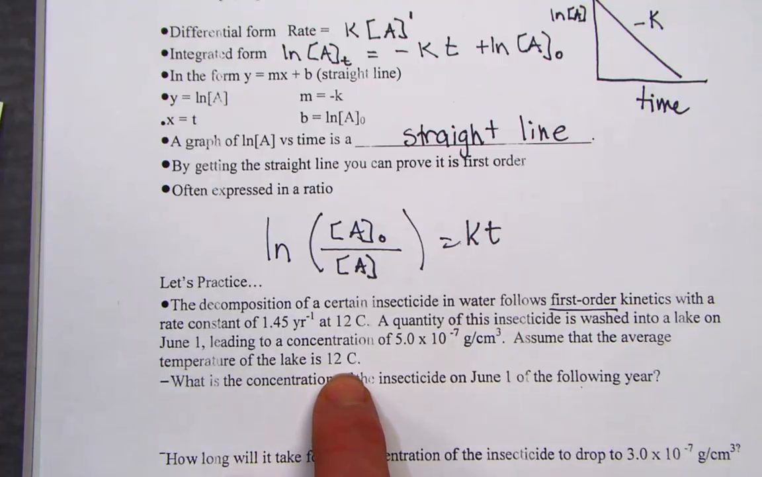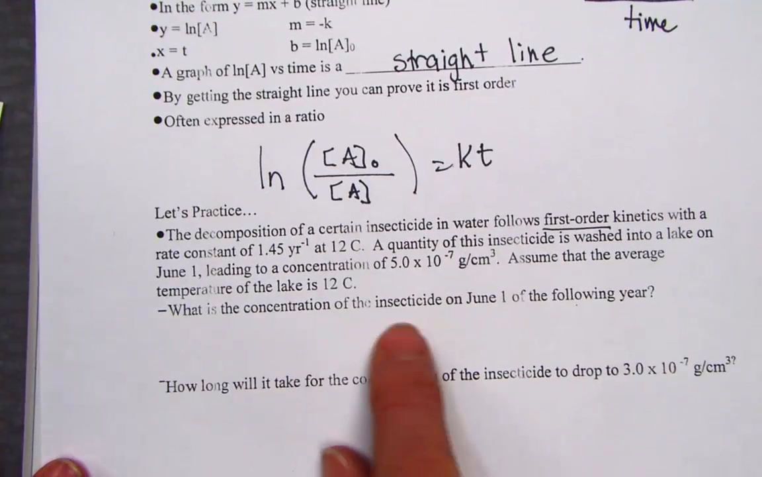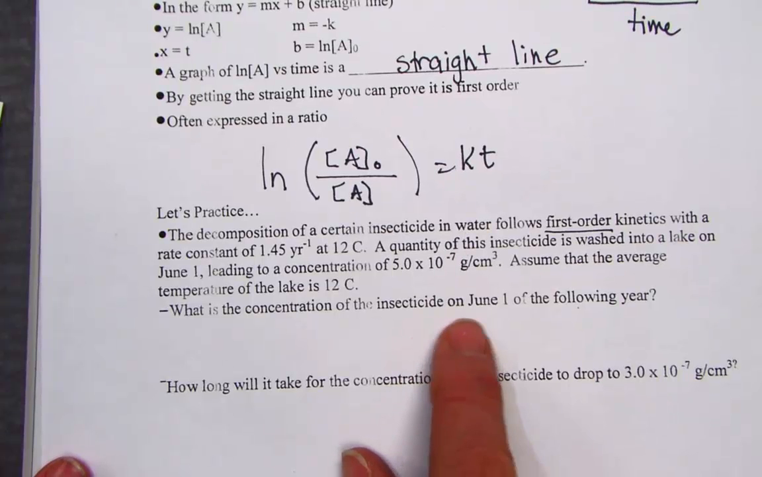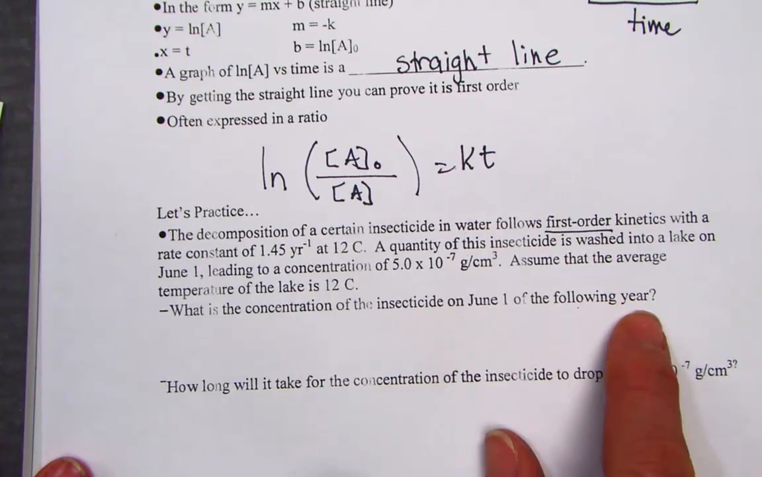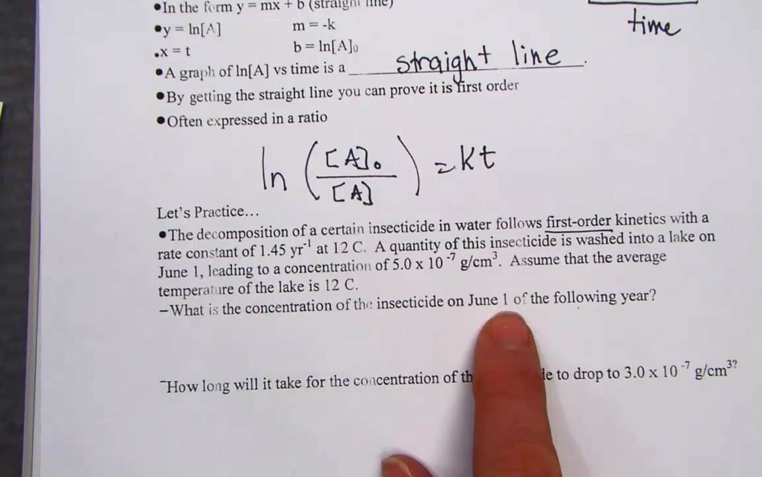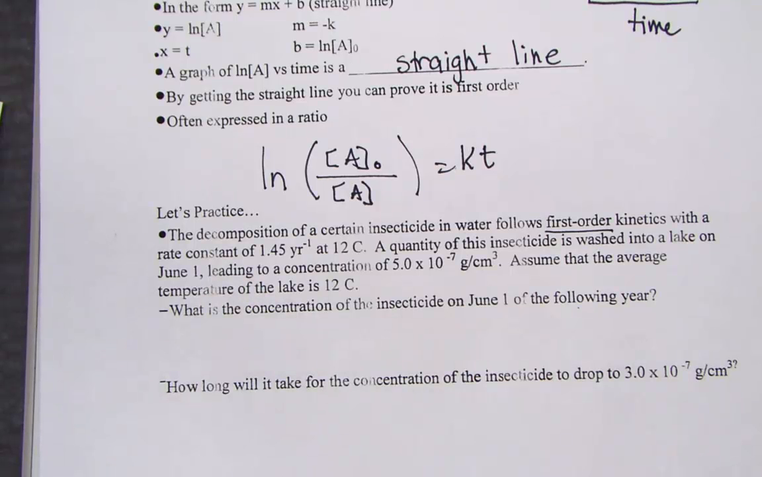Constants, the k values, are temperature dependent, concentration independent. So we want to make sure the temperature does not influence the rate. So it's just sharing with us it did not. Question asks, what's the concentration of the insecticide on June 1st of the following year? 1 year has gone by. How much of the insecticide is left?